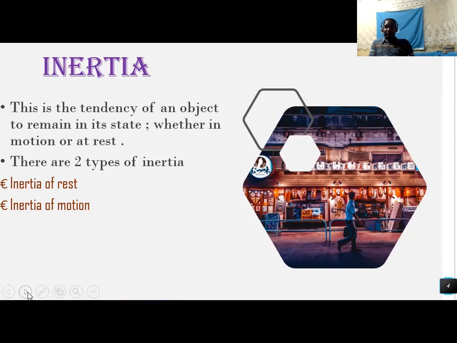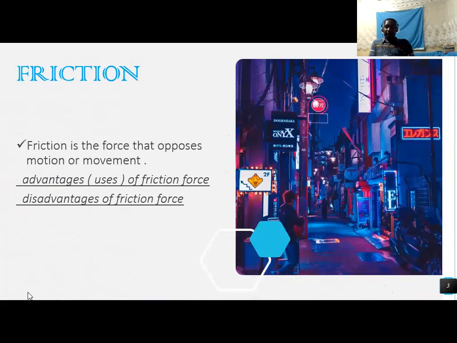Next, pupils, is friction. Friction is the force that opposes motion or movement. What are the advantages or uses of friction? One, walking. The force of friction acting between the feet and the ground enables one to walk.